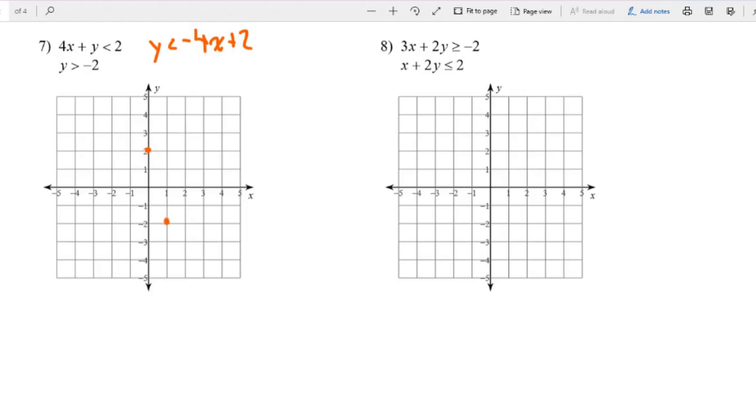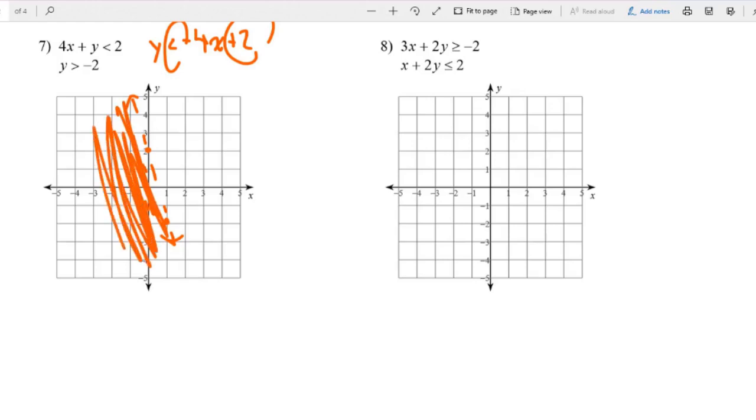We are dealing with y is less than -4x plus 2, so we're going to have a dashed line. And less than 2, we want for our shaded region y values that are less than 2, y values like 1, 0, -1, -2, -3. So we're shading in this direction.